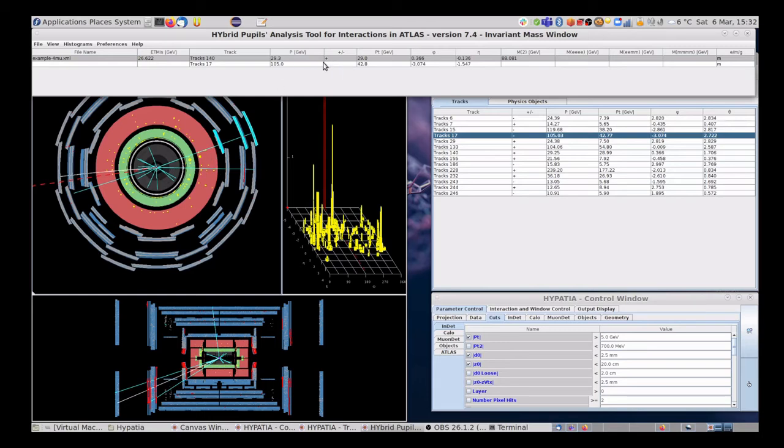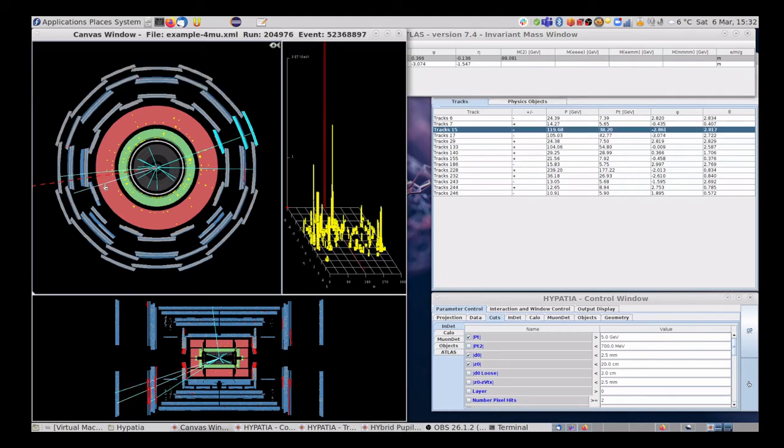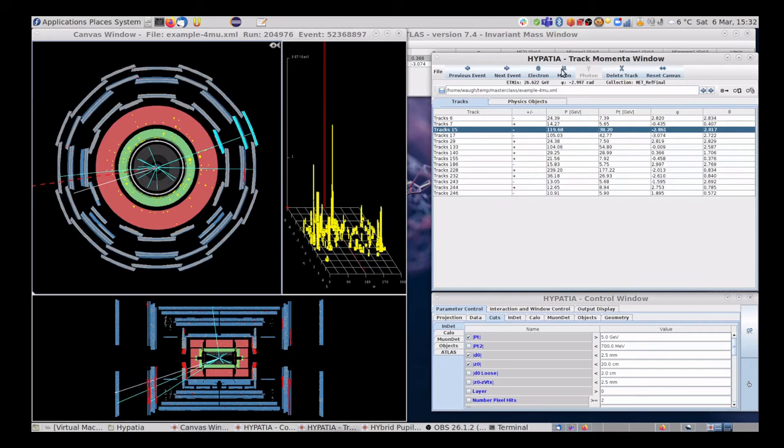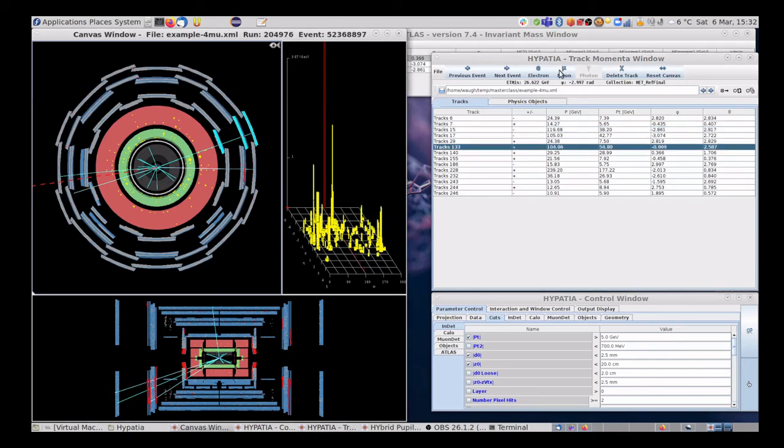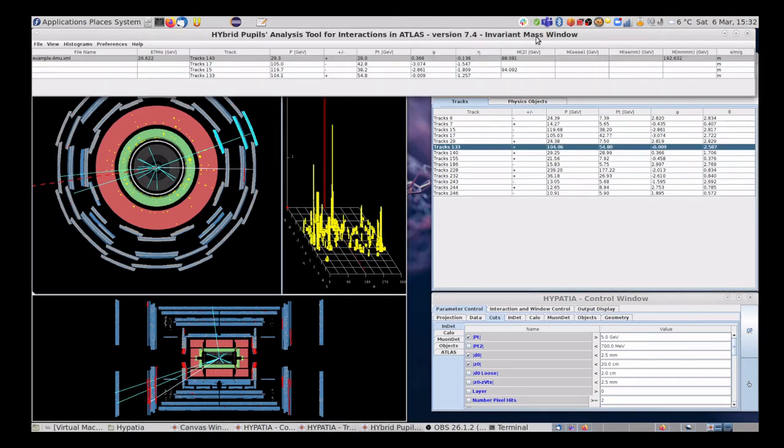So we've already got one pair. We know that the other ones will also have compatible masses. So let's select this one, mark it as a muon, select the last one that we haven't counted yet, mark that as a muon, and then look back at our invariant mass window. So we've got 2 pairs, one of which has got a mass of about 88 and one of about 94. So they're both reasonably close to the Z mass, although not dead on.